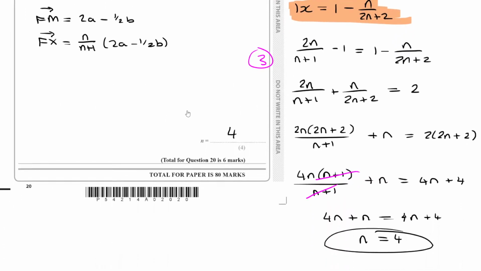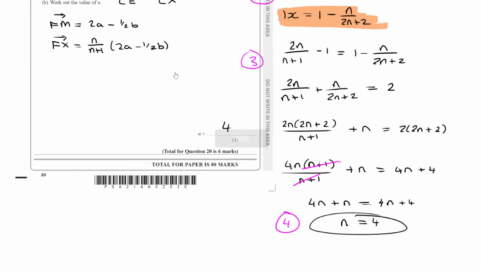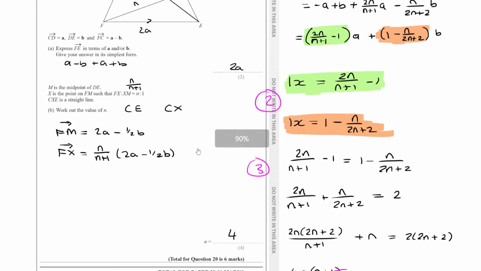I didn't find x because I didn't care about x, but sometimes you end up finding x anyway, it just depends on the question. And obviously then there's your answer. I didn't have to put it back into a ratio because it just said find the value of n. Sometimes they want you to put it back into a ratio. Sometimes it's k, and then your answer is normally a fraction less than 1. It depends, but those are the general steps that are always the same.